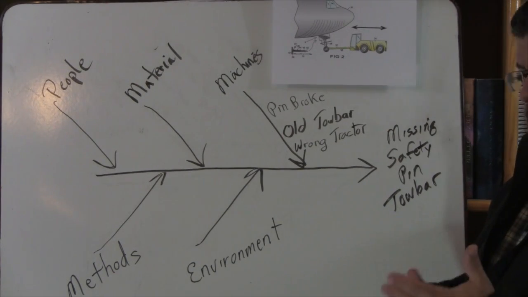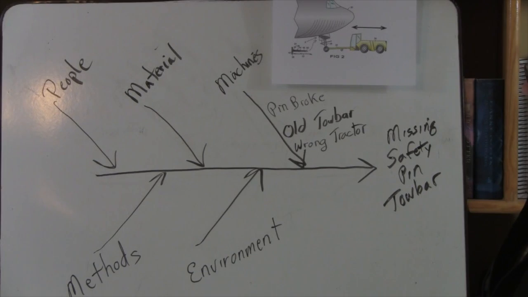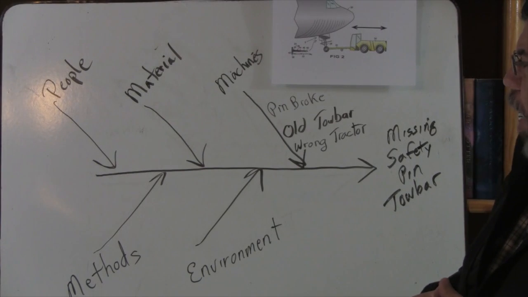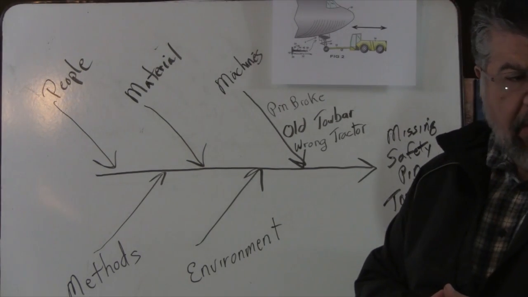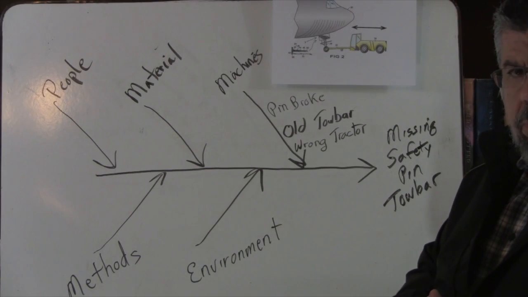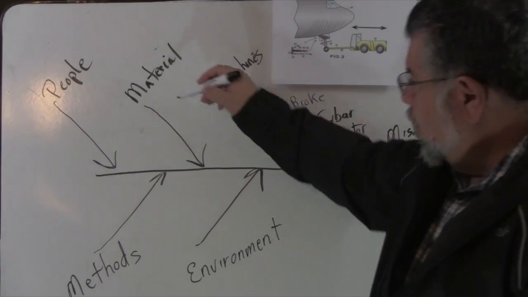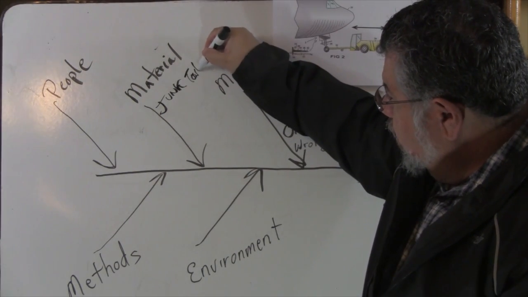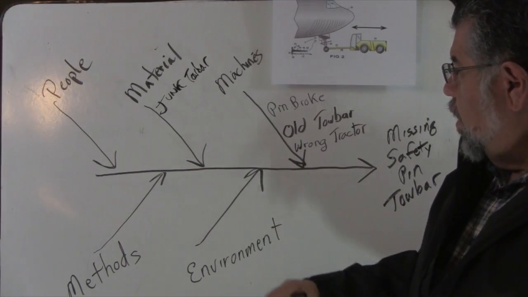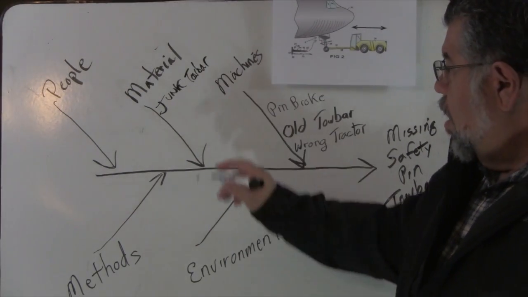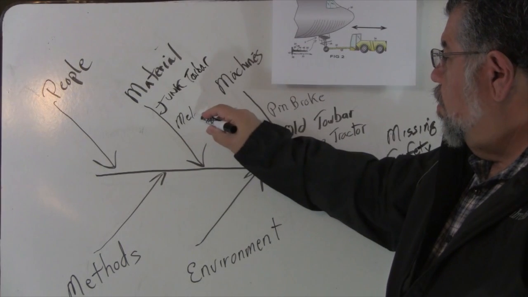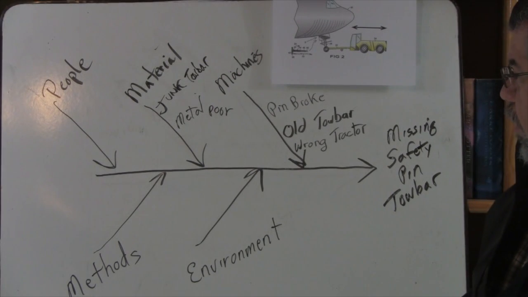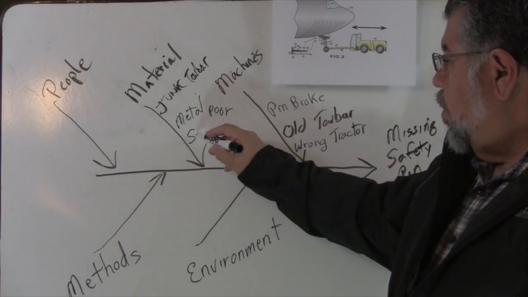Okay, let's go now to the next area, material. Let's focus now on what the tow bar is made of. Are there any problems there that you think could have caused this to happen? Maybe the tow bar was junk. Yeah, right, junk tow bar. Okay, any others? Maybe the metal was poor. Okay, yeah, poor metal. All right, anything else? Maybe the pin wasn't secured properly. That could be.